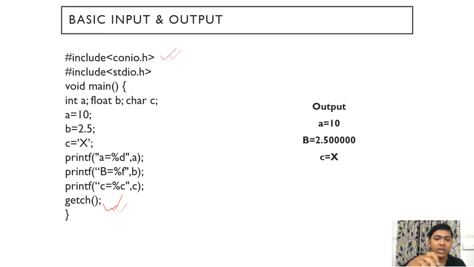Then stdio.h. See here conio, and stdio.h means standard input output. For these printf statements we need to use stdio.h. How will this work? Here we have to write stdio.h because the definitions of those functions are written in stdio.h.